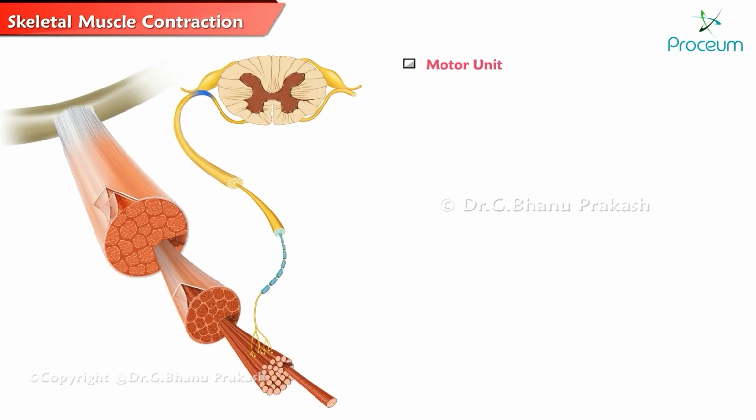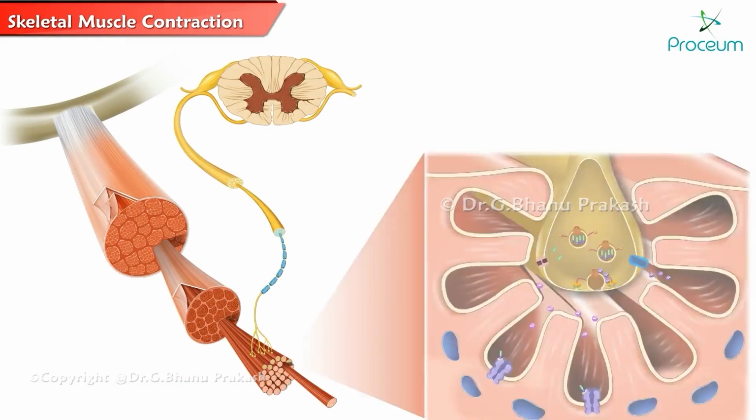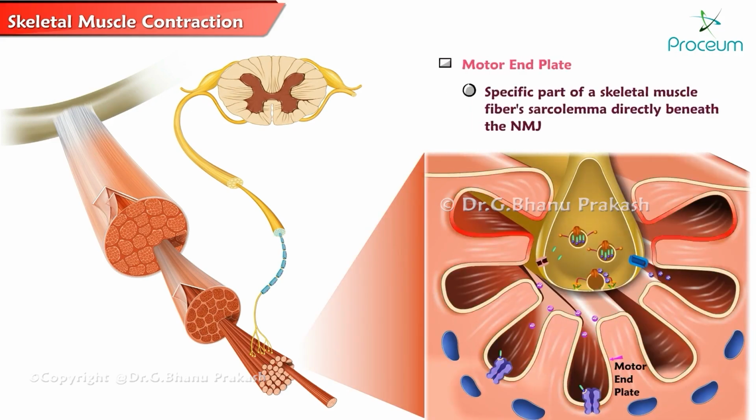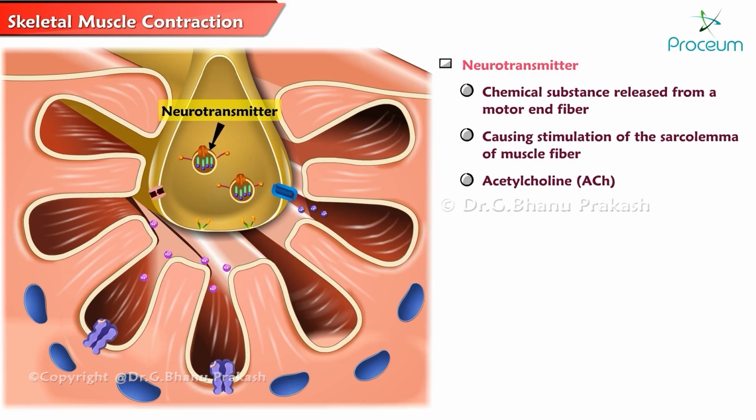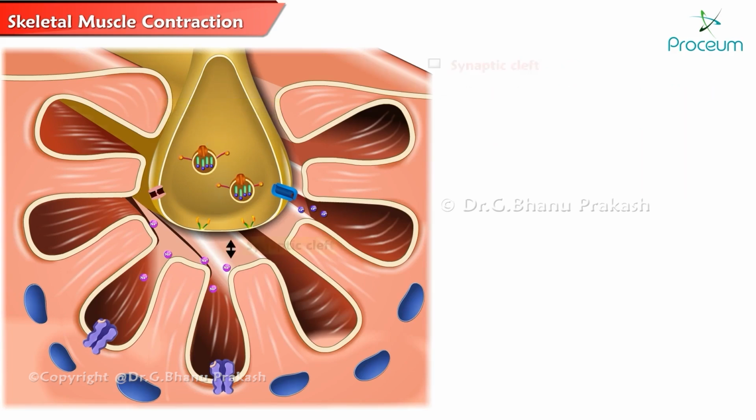Motor unit is one motor neuron and many skeletal muscle fibers. Motor end plate is the specific part of a skeletal muscle fiber's sarcolemma directly beneath the neuromuscular junction. Neurotransmitter is a chemical substance released from a motor end fiber causing stimulation of the sarcolemma of a muscle fiber. In this case, it is acetylcholine. Synaptic cleft is a small space between neuron and muscle.